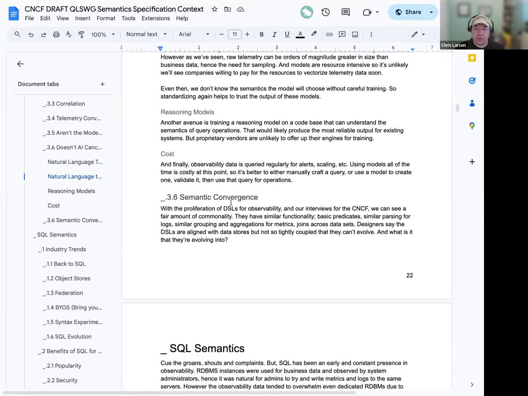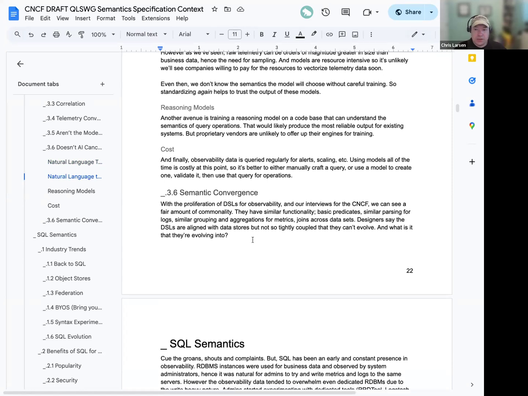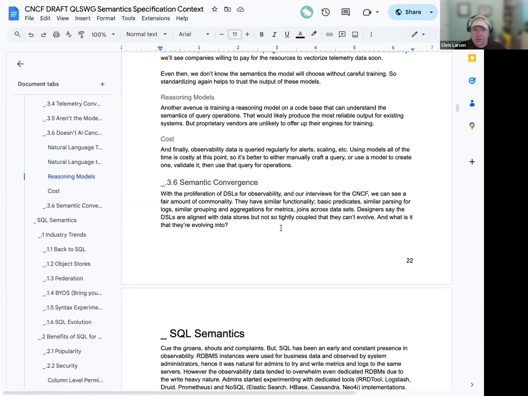And then another reason is semantic convergence, where after we started looking at all these DSLs that are out there for observability, they're all kind of doing the same thing, just with different syntaxes. And under the hood, they're all doing similar stuff like grouping, aggregations, joins across data sets. And surprisingly, from the interviews, nobody really said that their DSLs were incredibly tightly tied to storage. They wanted them to be flexible so they could swap out the storage behind the scenes.